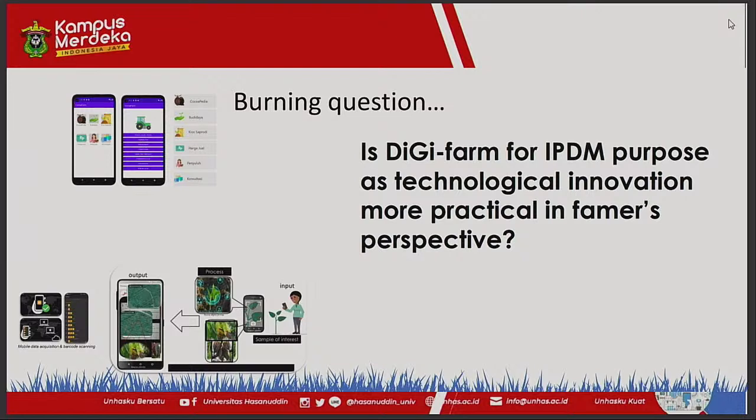One of the burning questions is whether digital farming for integrated pest and disease management is more practical from the farmer perspective. So far, it's still challenging. That's because we need to improve the technology. As I said before, we have many applications, but accuracy is a problem. We need to integrate the farmer information, information from the trees, information from the environment, and the applications mentioned above, which is not yet available.